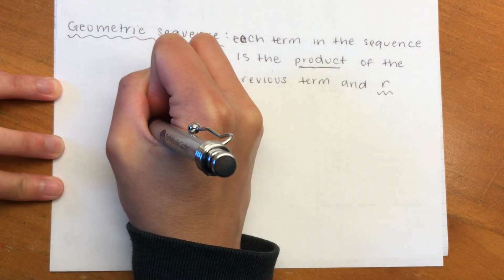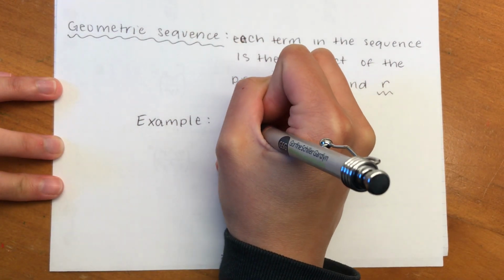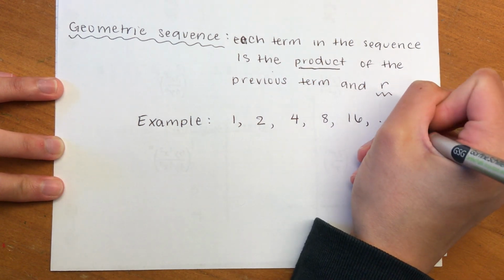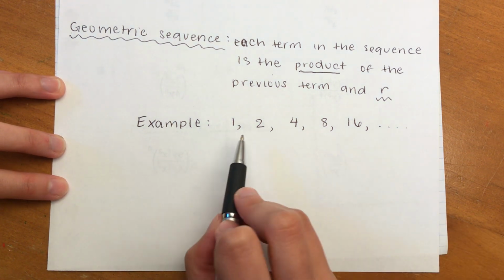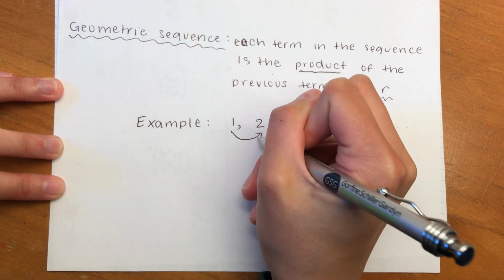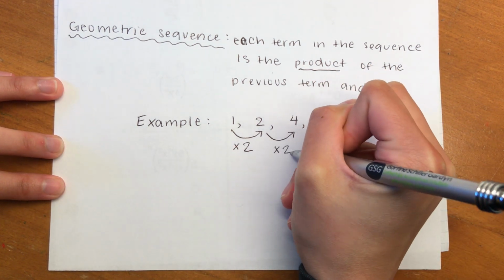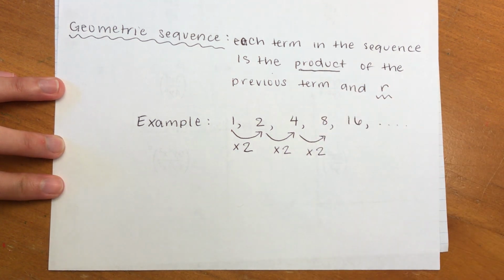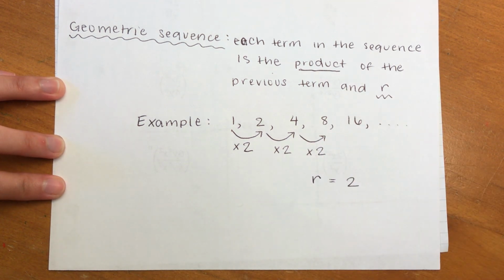For example, if I have the sequence 1, 2, 4, 8, 16, and it keeps going, what am I multiplying each term by? I'm multiplying the first term by what to get my second term? Multiplying this by 2. And then I multiply 2 by 2 to get 4. And I multiply 4 times 2 to get 8. So that means that my R value in this case is 2.